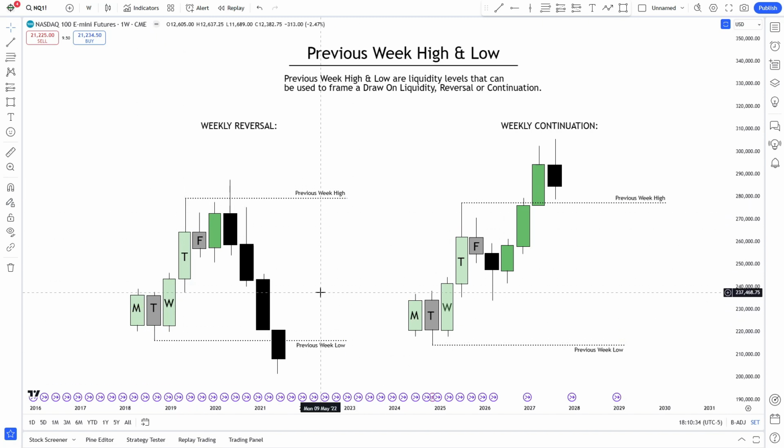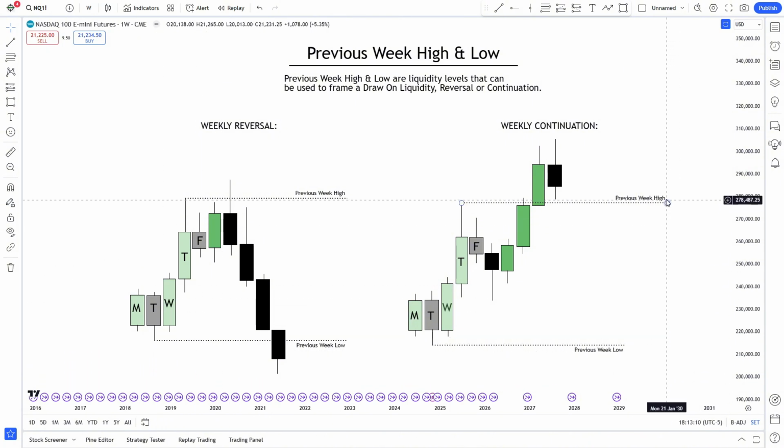Now how I would use this information is, once we take out the previous week's high, for example, as shown here, we then fail to close above it, fail to displace above it, and we close back inside the range. So my bias going into the rest of the week will be to look to attack the previous week's low. That would be the draw on liquidity for this week.